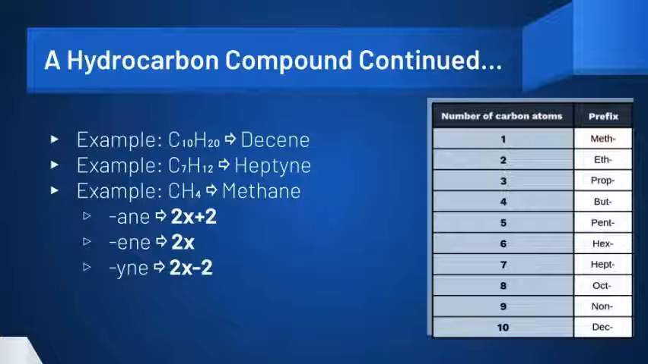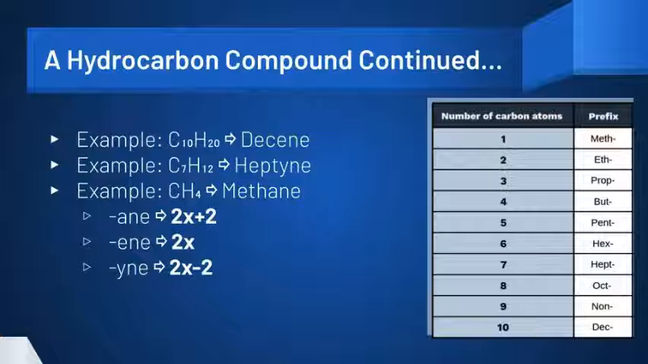It is also important to know these prefixes for going in reverse order. For this first example, we have C10H20. We know that 10 carbon atoms means that our prefix will be dec. Now we will examine the number of hydrogen atoms. It looks to be 2 times proportionate to the number of carbon atoms, therefore making this decene.